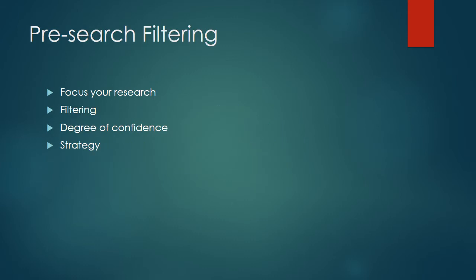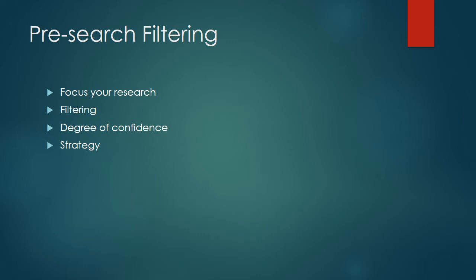To begin with, once you've articulated a research question and generated a list of research terms, the next step in your research is engaging in pre-search filtering to focus your research. Pre-search filtering is when the researcher decides what degree of confidence the researcher has in the subject areas defined in the previous step where you generated a list of search terms for your research. Pre-search filtering is the decision the researcher makes about research strategy.